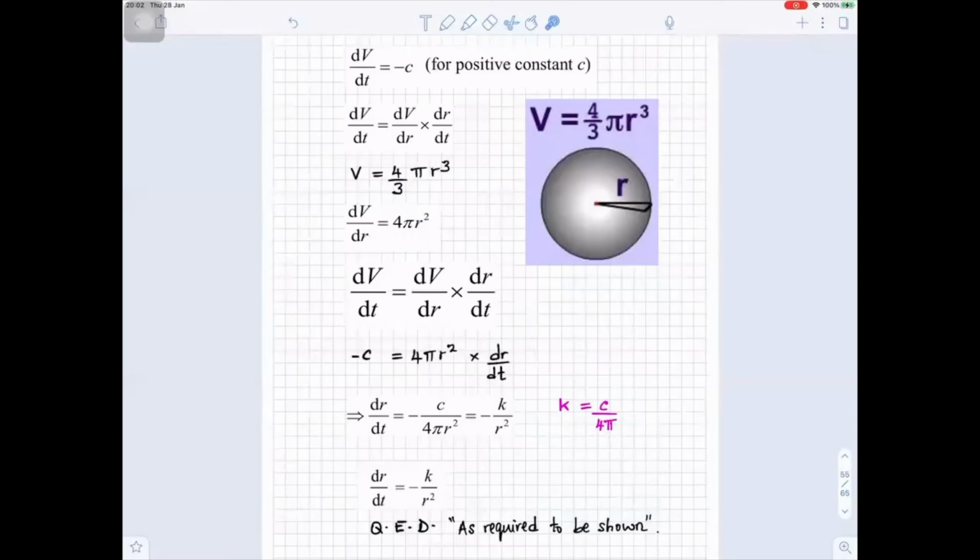So what you can do is, dr over dt would be minus c divided by 4 pi r squared, and you can write this c over 4 pi as k. So if c over 4 pi is k, it's just minus k over r squared. So you can write dr over dt equals minus k over r squared. Quod erat demonstrandum, as required to be shown.